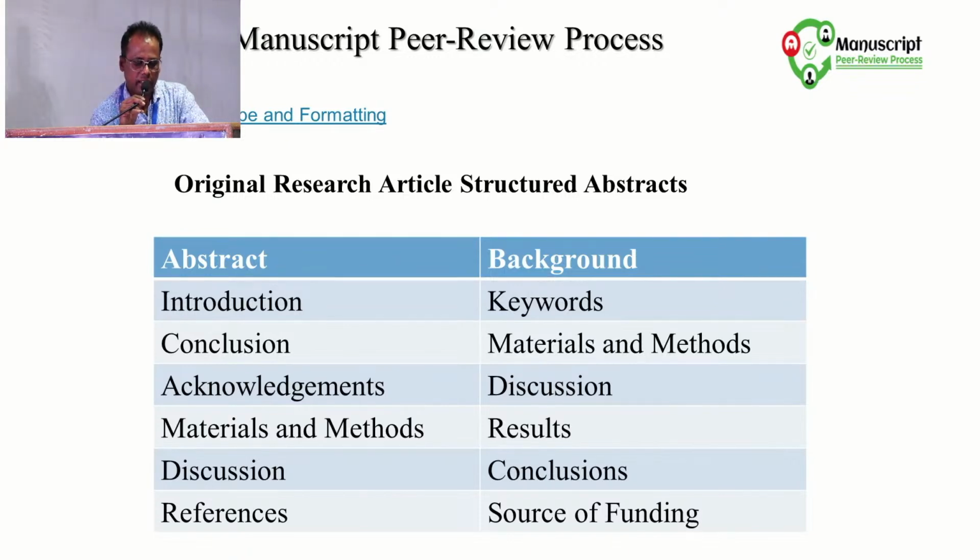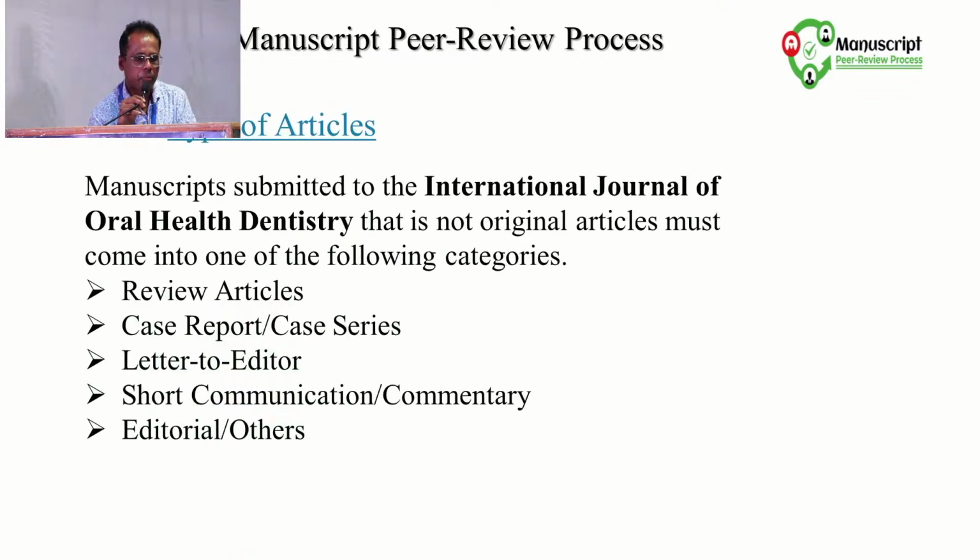For an original research article, we need to prepare the abstract, background, introduction, keywords, conclusions, materials and methods, acknowledgement, discussion, results, references, and source of funding. There are mainly five or six types of articles, like review article, research article, case report, short communication, editorials, commentary, and many more.